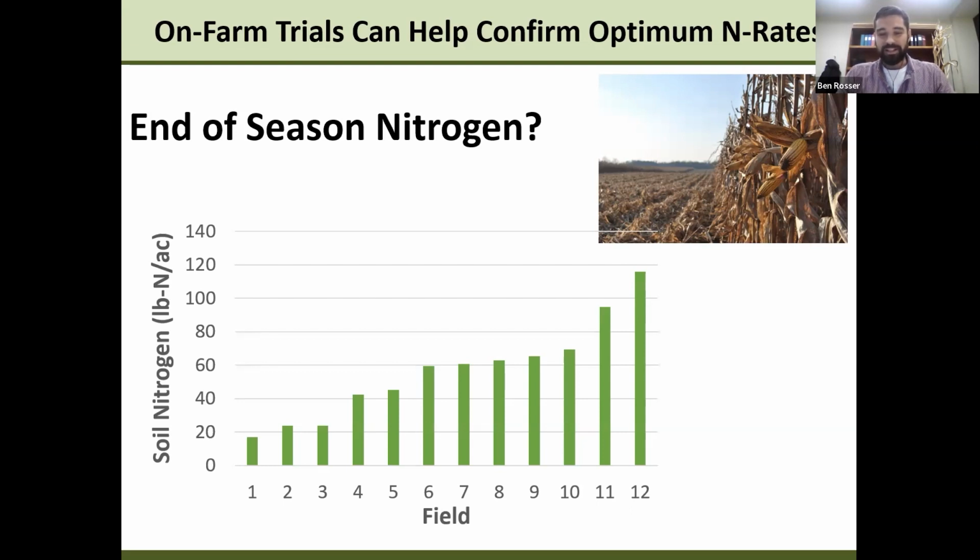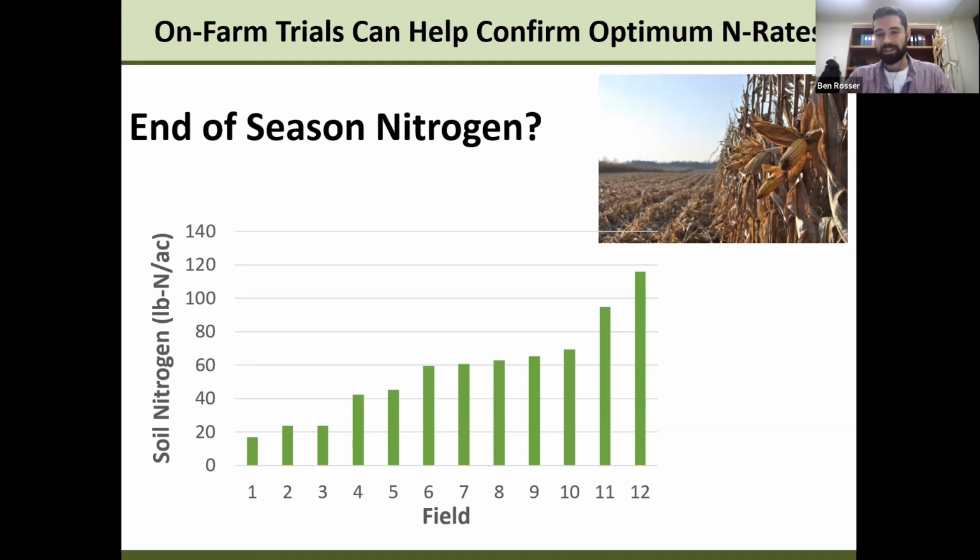These were a dozen samples they had pulled in early October. On average, there was still about 60 pounds of N left in a lot of these fields. The lowest had about 20 pounds of N left, so that grower is pretty close, maybe, to where he should have been. But the worst ones were: field number 11 was a little under 100 pounds, and number 12 was a little over 100 pounds. So certainly still lots of N in some of those fields.